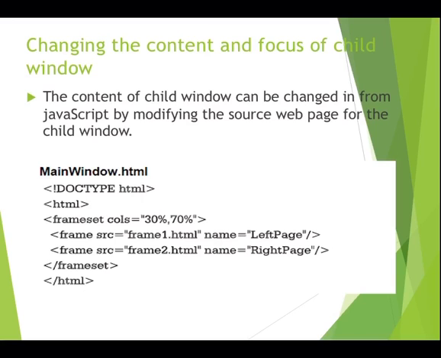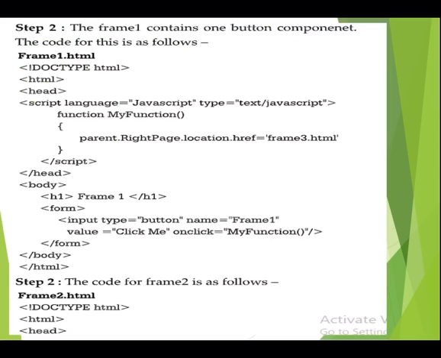This is your main page where we are creating two columns, one for frame 1 and one for frame 2. The name of frame 1 is leftpage and frame 2 is rightpage. Now we'll create three different frames, that is three different HTML pages, frame1.html, frame2.html and frame3.html, and we will replace frame 2 by frame 3. Frame 1 contains one button component. The code for it is as follows.